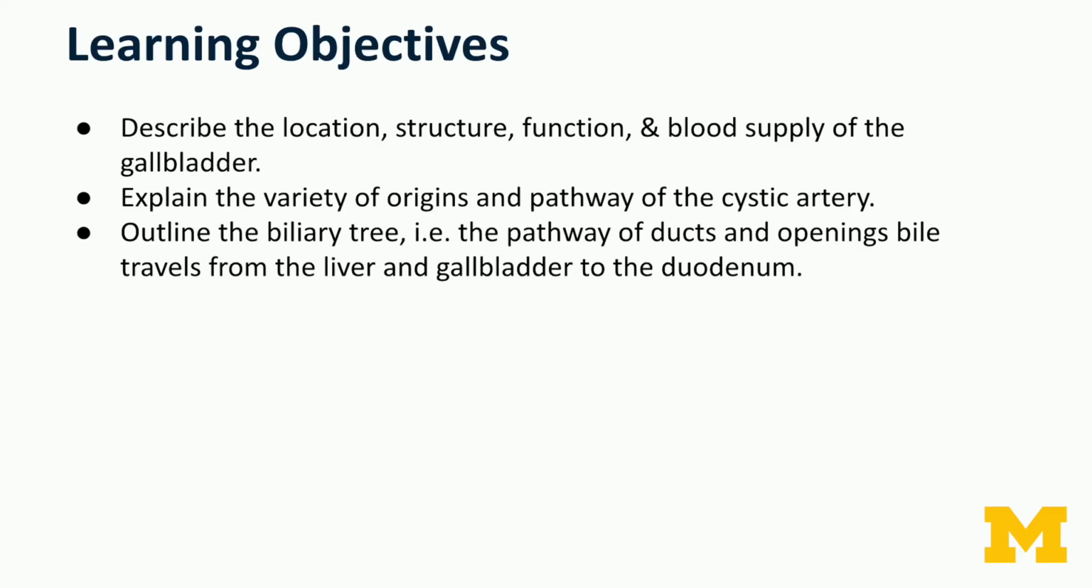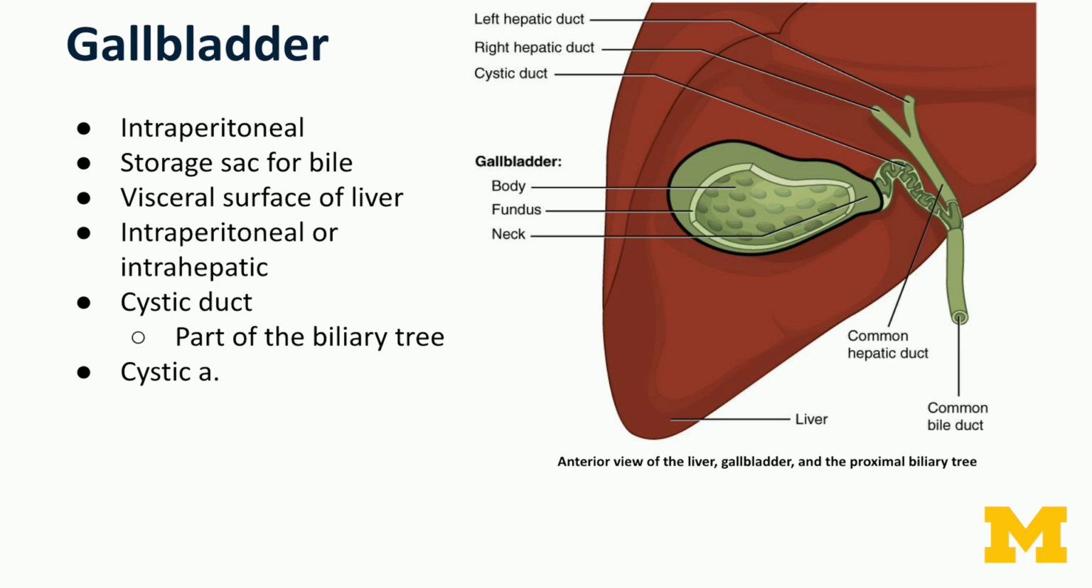And we'll outline the biliary tree, that is the pathway of ducts and openings that bile takes between the liver, the gallbladder, and the second part of the duodenum. So let's start with the gallbladder.